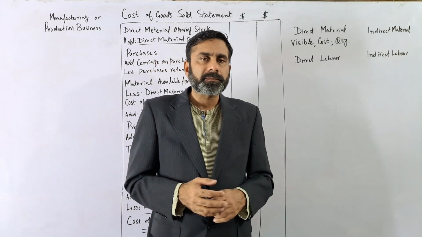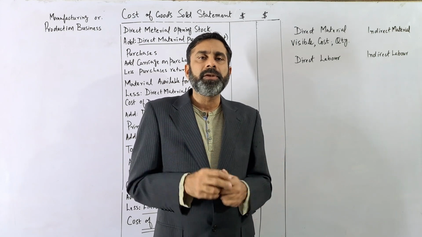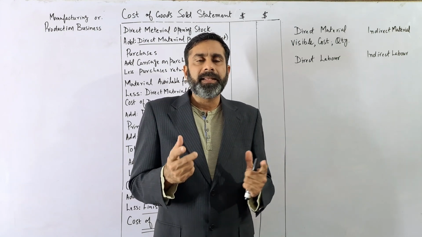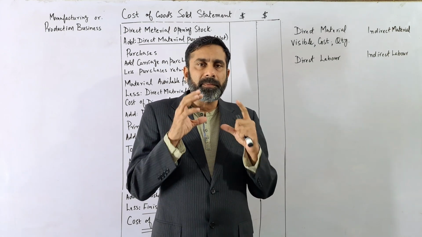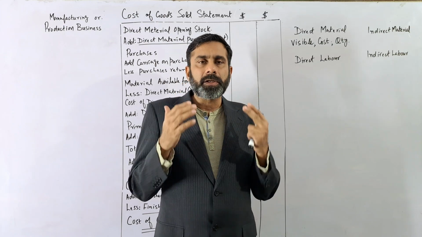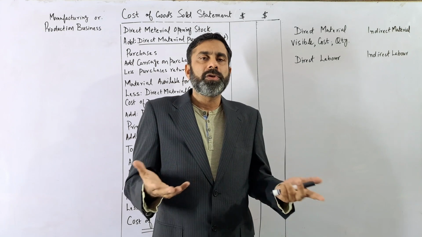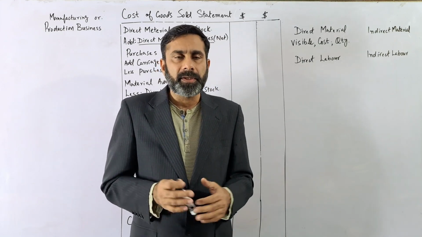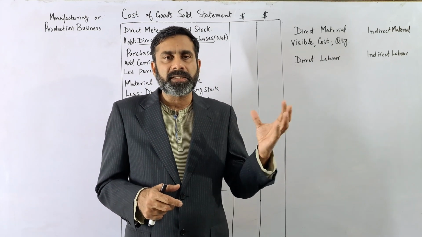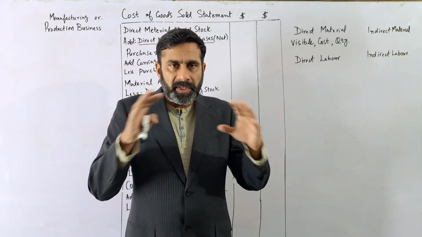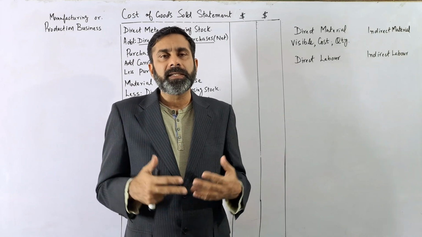For example, a manufacturing company producing mobile phones is using mainly plastic, steel, and some glass. These are the main things which are easily visible. Their cost is more, their value is more, and the quantity is more, so they will be considered as the direct material. If a car manufacturing company is there, the main item they are using is steel. Steel is the main part of the manufacturing, so that will be considered as the direct material.